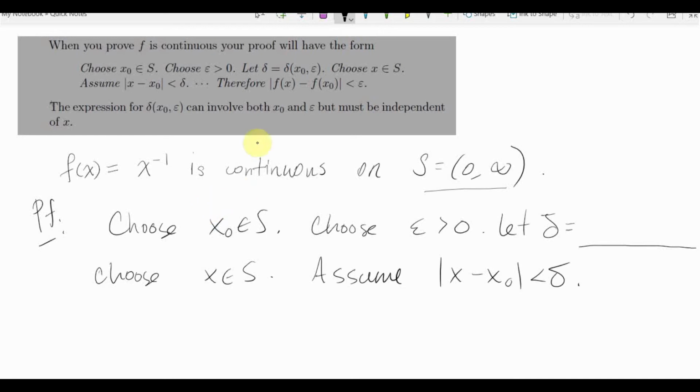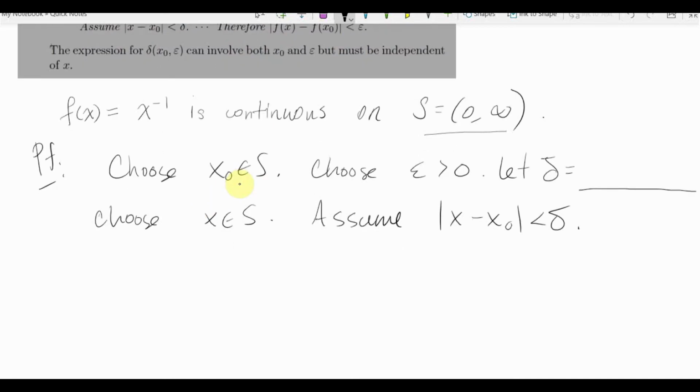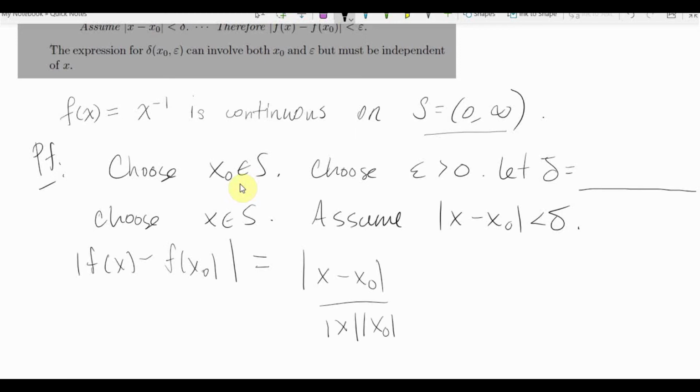To begin, I first of all need to compute this difference, f of x minus f of x naught. And if you do this, you're going to get that this is exactly x minus x naught over the product x times x naught. Now, the problem here is we want to eventually say that this is less than epsilon, right? And we can't just do that yet.